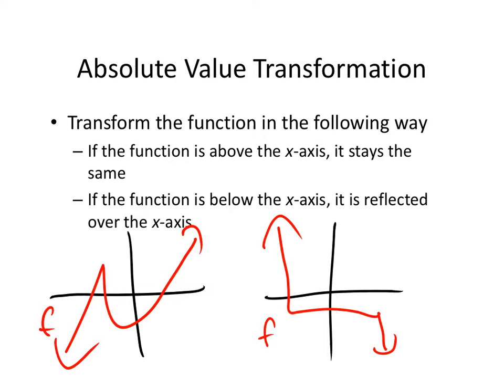In order to do an absolute value transformation, if the function is above the x-axis, it would stay the same. Just like if input is positive, you're going to get the same number when you take the absolute value. If the function's below the x-axis though, it's going to be reflected over the x-axis. Just like if you take the absolute value of a negative number, the answer is the opposite of that number. Pause the video right now and see if you can draw this correctly.